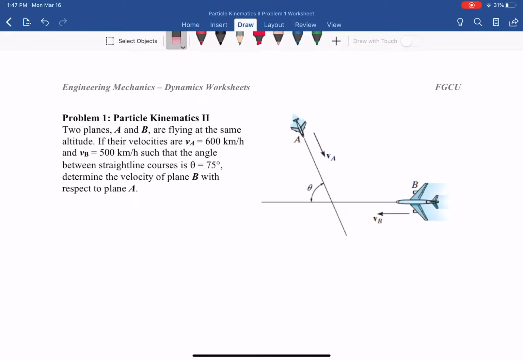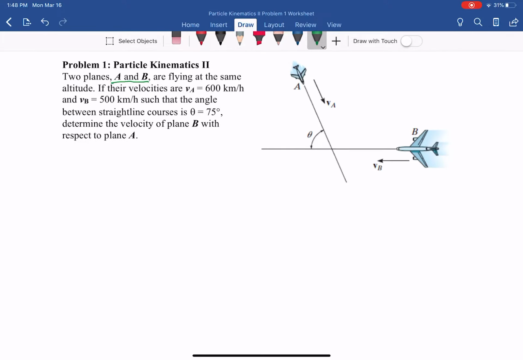You see problem 1, practical kinematic tools, and you see two planes, A and B, flying at the same altitude. The velocity of VA as shown in the figure is 600 kilometers per hour, and the direction of VB is also shown in the figure, VB at 500 kilometers per hour, and the angle theta here is 75 degrees. And the question asks what is the velocity of plane B, velocity keyword, right, B with respect to plane A.